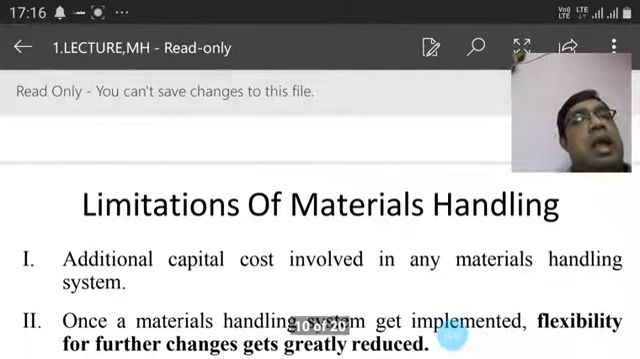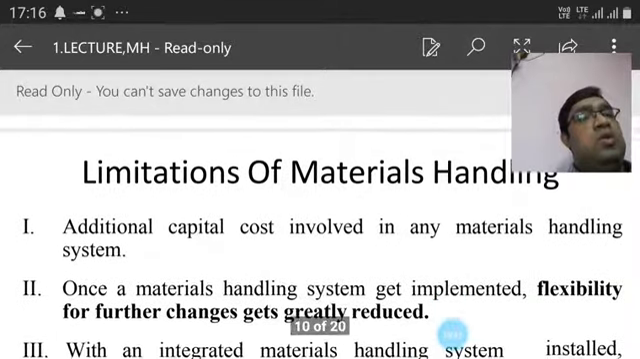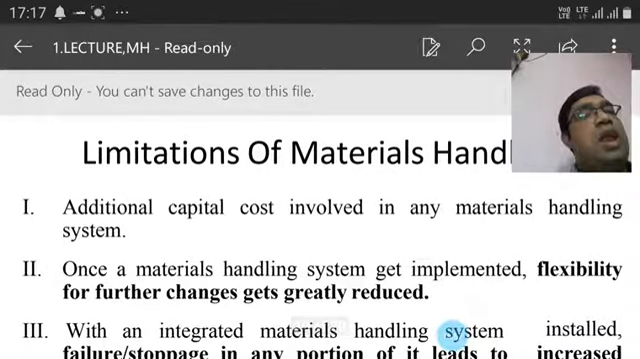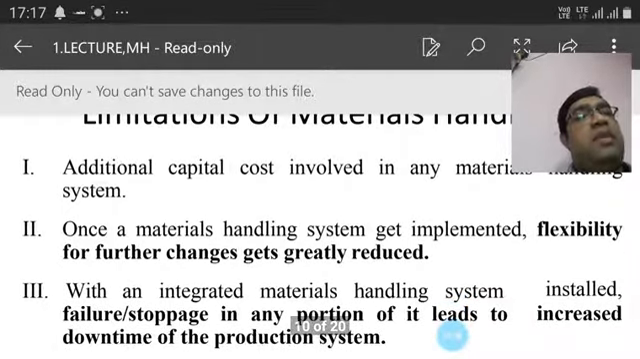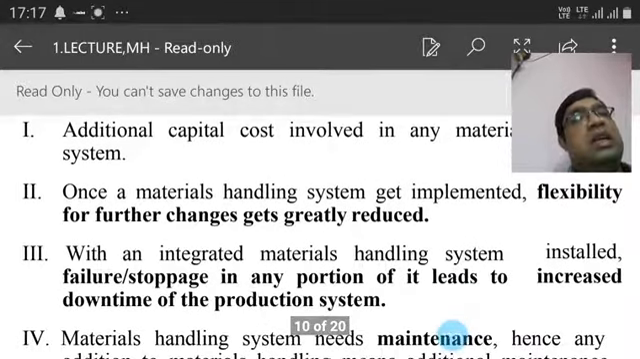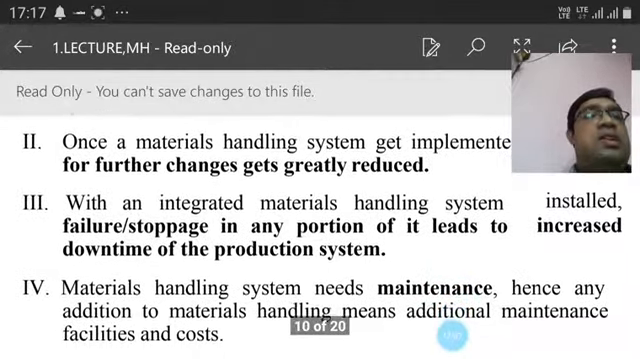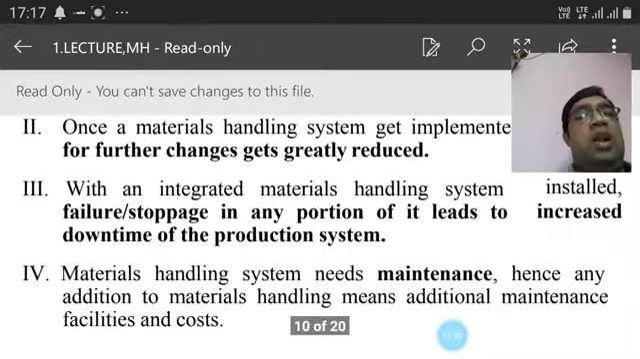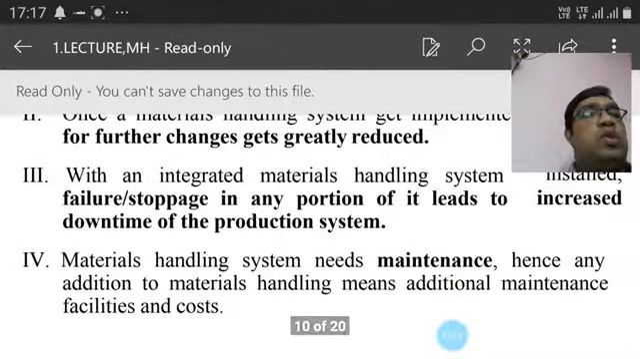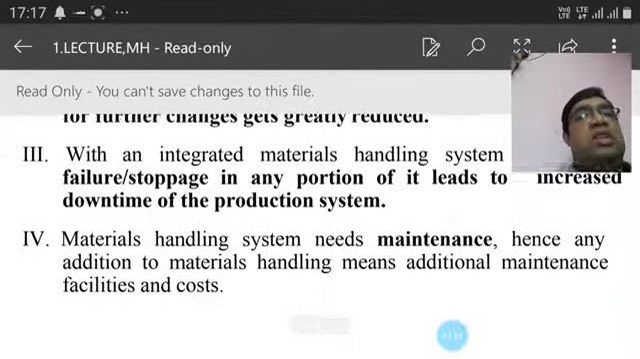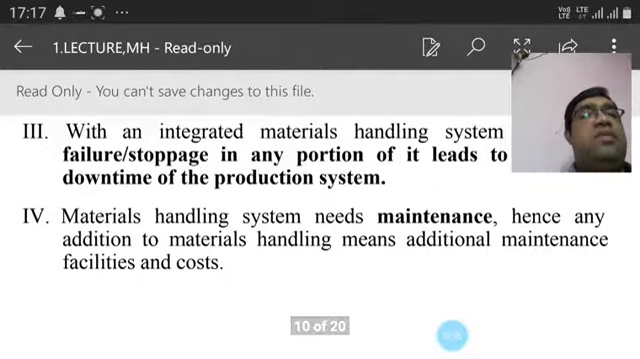Limitations of materials handling. Basically, a few limitations will be there in a materials handling system. Additional capital cost is involved in any materials handling system. Another thing is that once a materials handling system gets implemented, flexibility for further changes gets greatly reduced. With an integrated materials handling system installed, a failure or stoppage in any portion of it leads to increased downtime of the production systems, and the materials handling system needs maintenance.